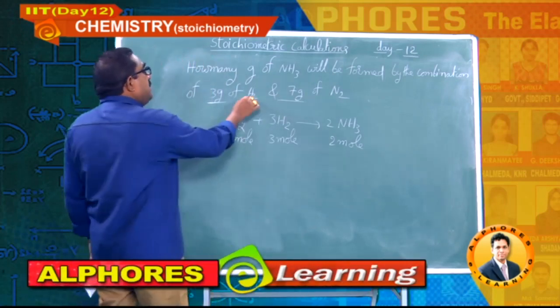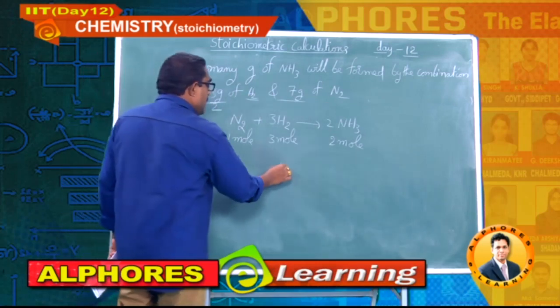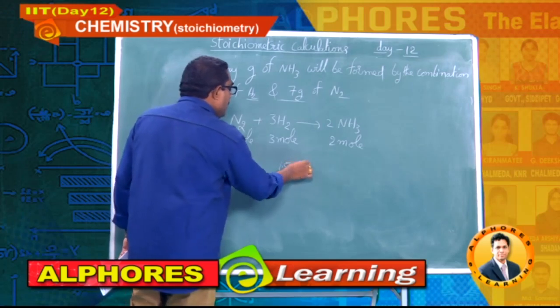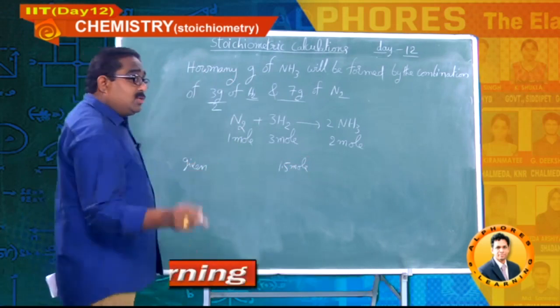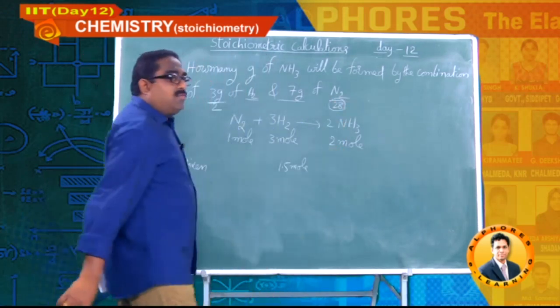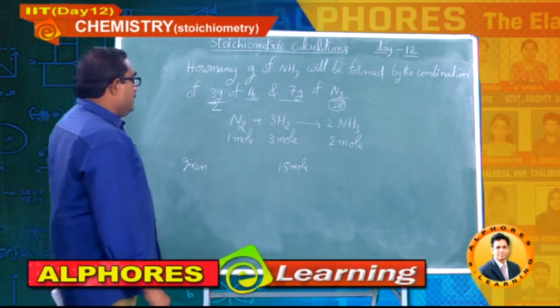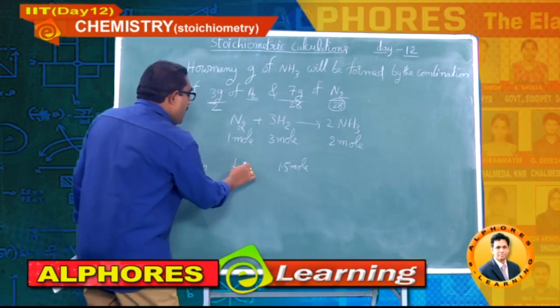Okay. What is the molar mass of hydrogen? 2. 3 by 2, so hydrogen is 1.5 mole given, because the molar mass of hydrogen is 2 grams. We know the molar mass of nitrogen is 28, 2 into 14 atomic mass, 28. So 7 by 28. It means 1 by 4 mole.